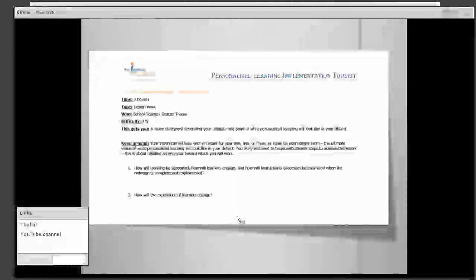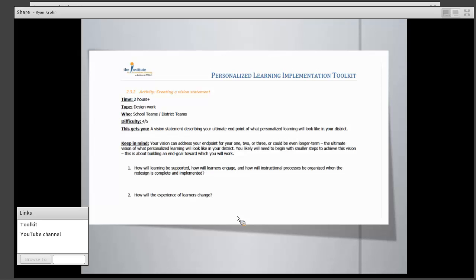When you get back into the toolkit, you're going to see the coding of today's episode, 2.3.2, which is creating a vision statement. But as you just saw a couple of minutes ago, that falls within our traditional outline of the entire toolkit. So going back to what is the purpose for doing that?